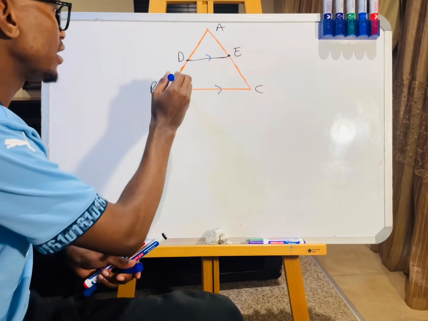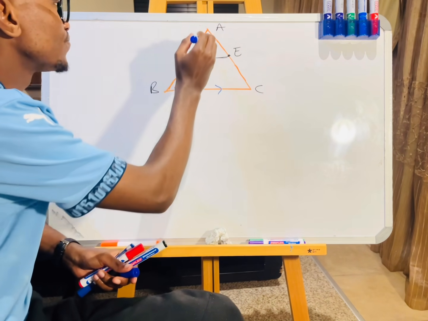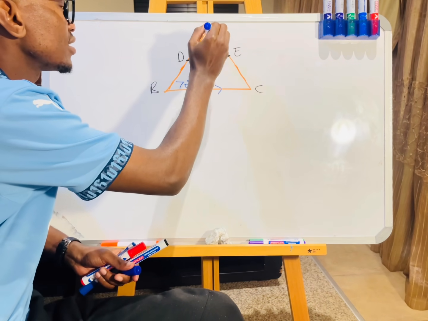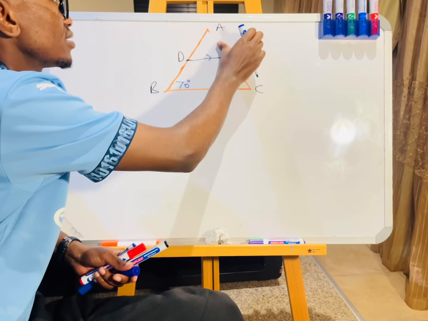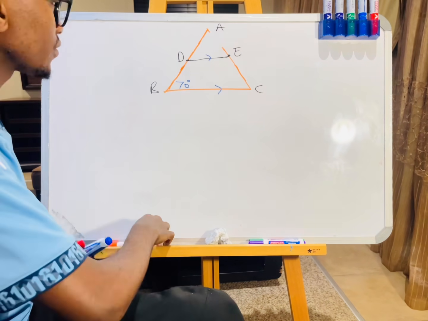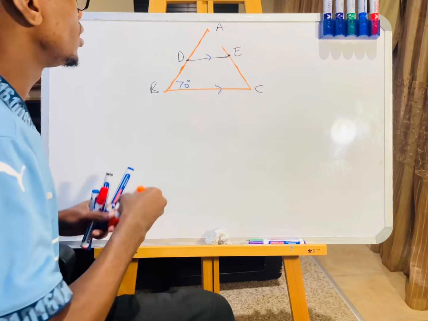So right now, they said here it's 70 degrees. Here it's 32 degrees at the top. I don't know if I might have enough space because I feel like my triangle is a bit small. So I have to make it a little bit bigger.